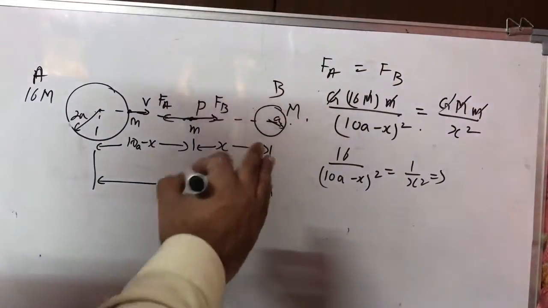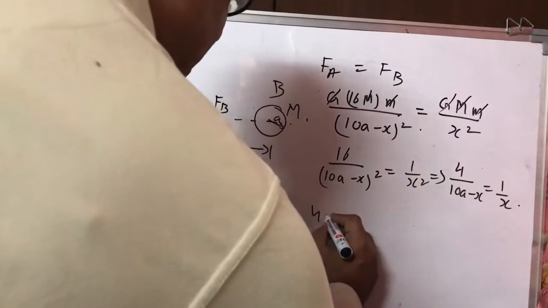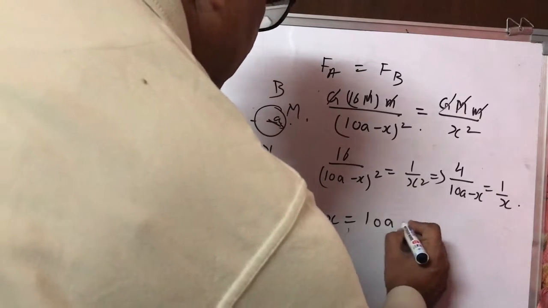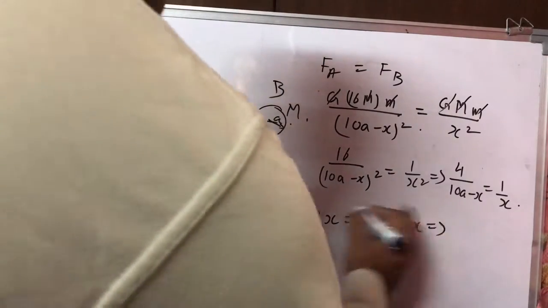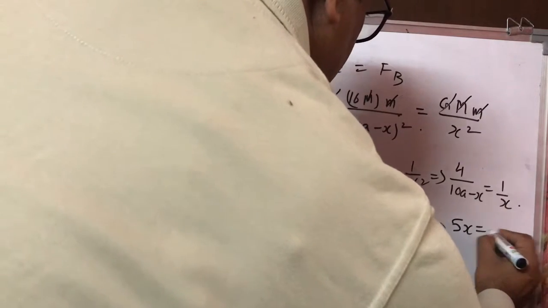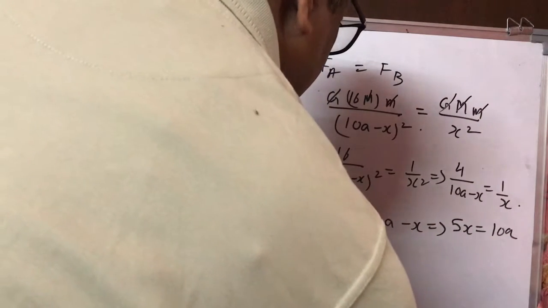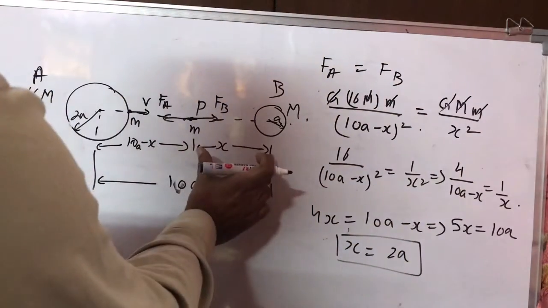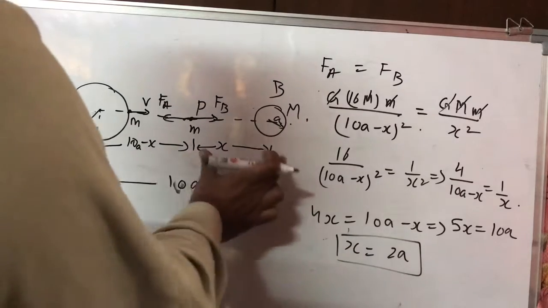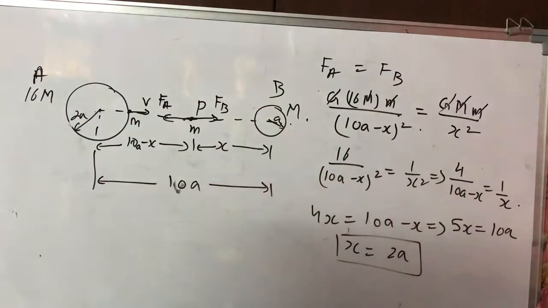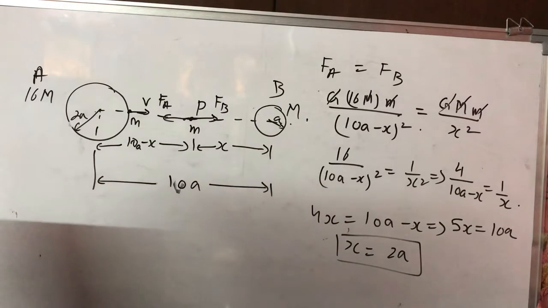Now we can take square root on both the sides. We get 4 divided by (10a minus x) is equal to 1 upon x, or we get 4x is equal to 10a minus x, which implies that 4x plus x is 5x is equal to 10a, or x is equal to 2a. That means point P is located at a distance 2a from capital M, and it is located at a distance of 10a minus 2a, which means 8a, from the center of mass 16m.